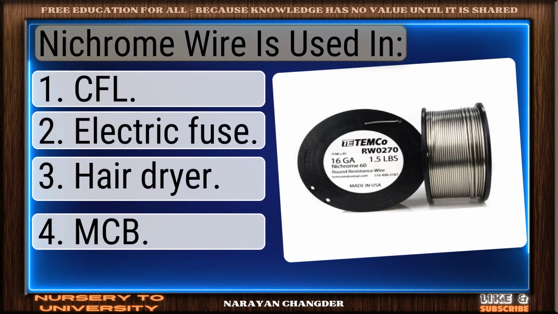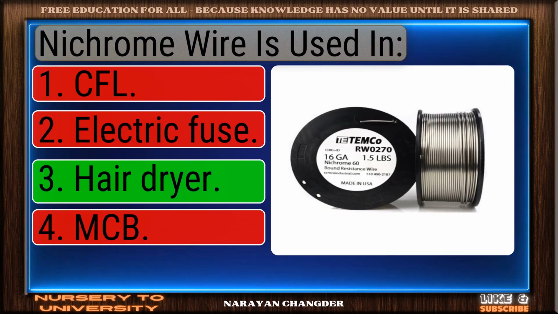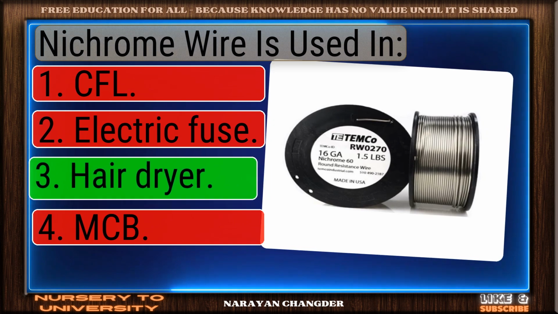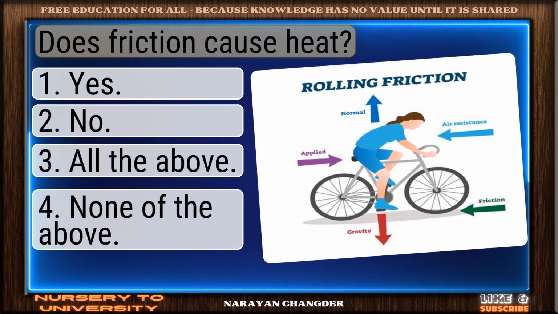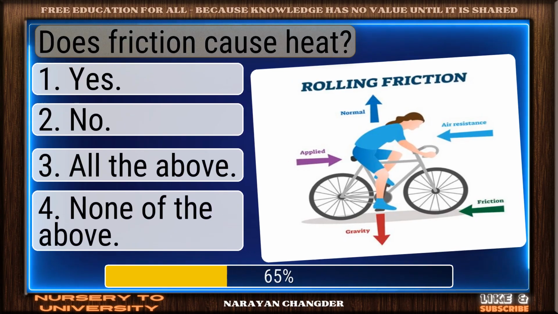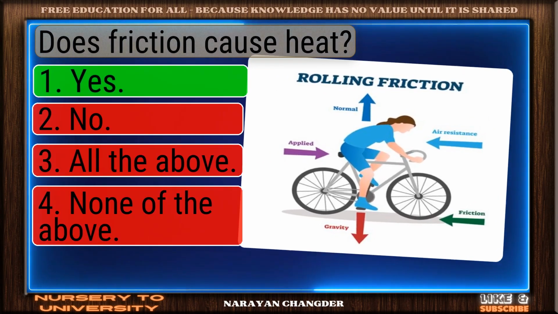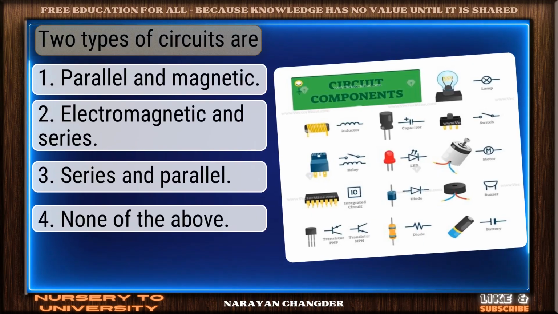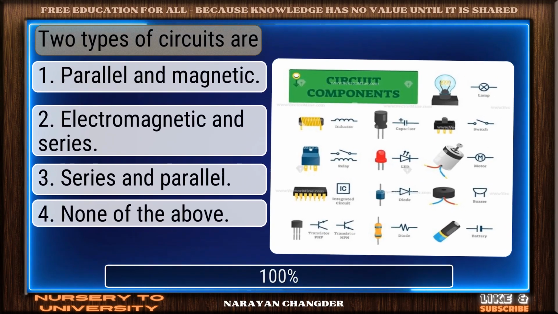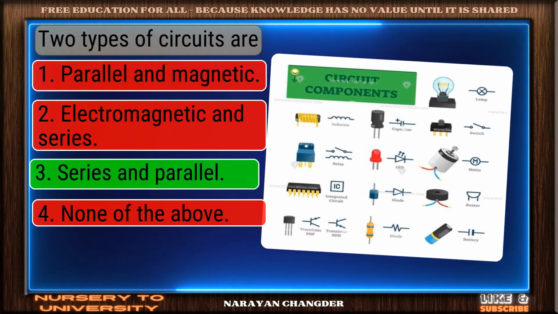Question number 264. Nichrome wire is used in. Good job. Your answer hair dryer works well here. Question number 265. Does friction cause heat? Sharp thinking. Yes is the right choice. Question number 266. Two types of circuits are. Great thinking. Series and parallel is the right choice.